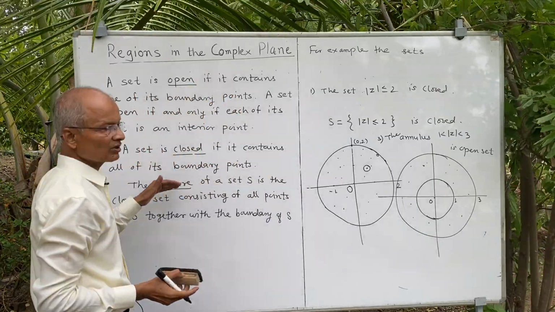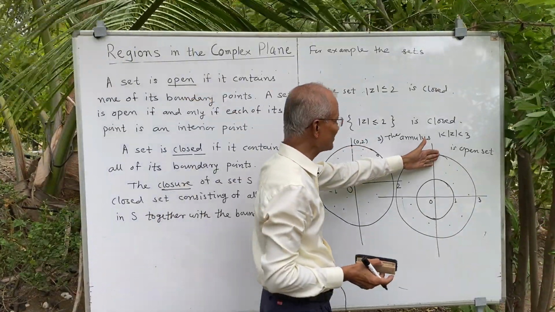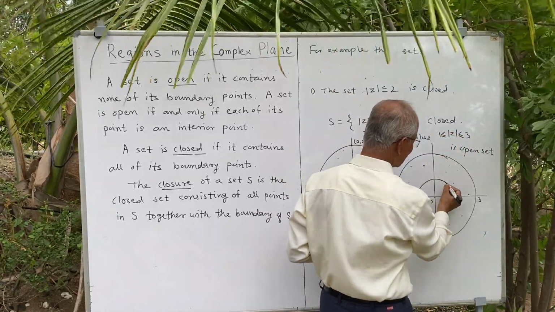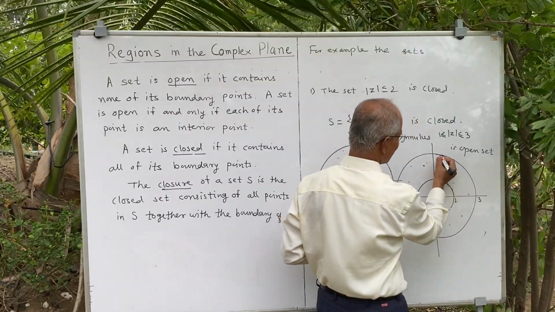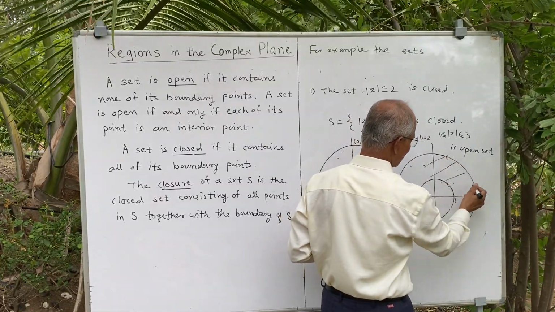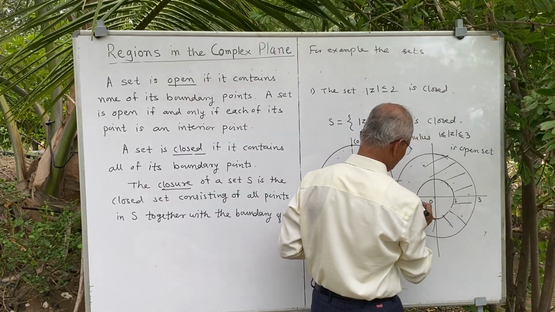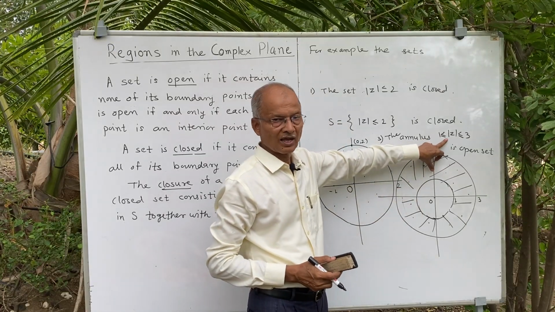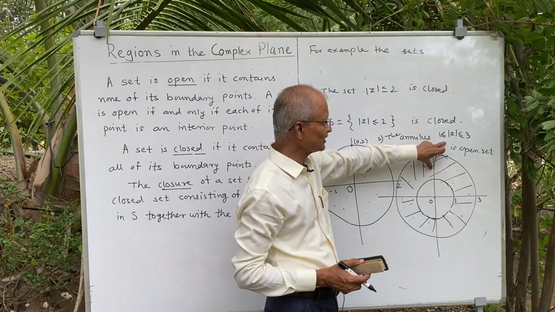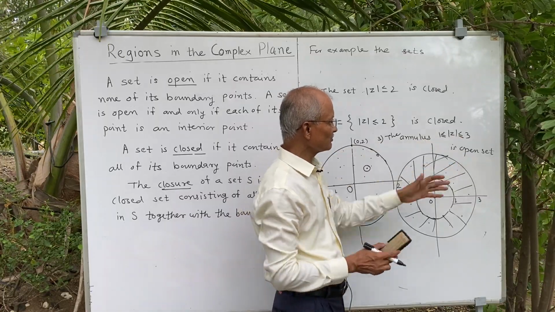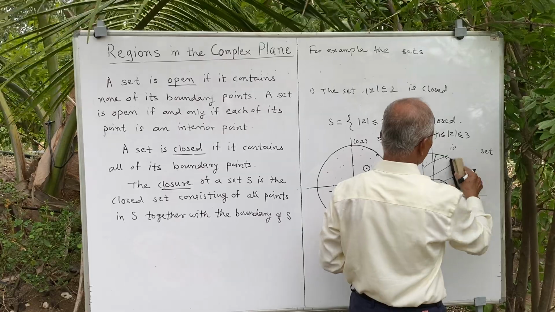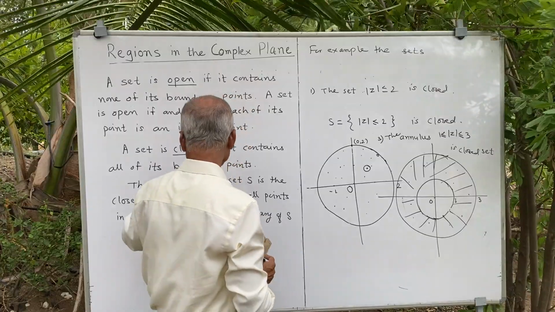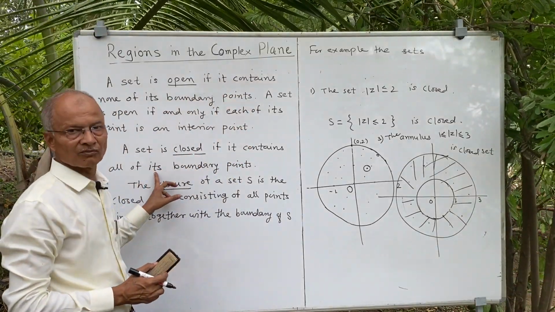And what about the annulus? When will the annulus be closed? If you change the inequality to less than or equal to, then these boundary points will also be there, and then this region is a closed set. So this is the annulus represented by this inequality, and if we consider the inequality as less than or equal to, then it becomes a closed set, and if the inequality is strictly less than, then it will be an open set. That is the meaning. A closed set contains all its boundary points.